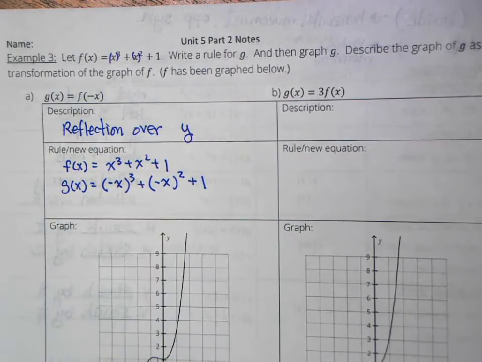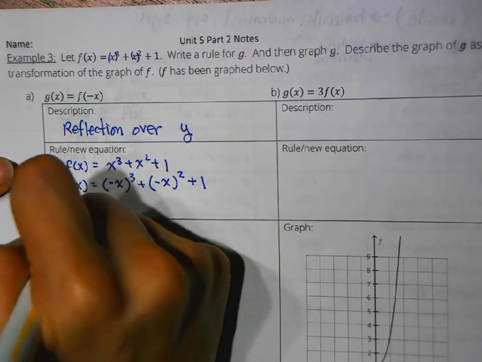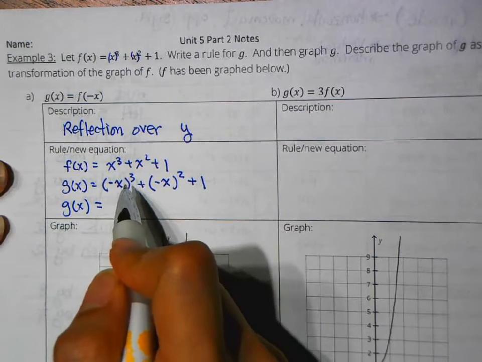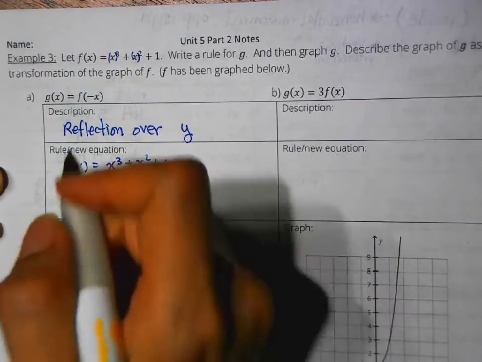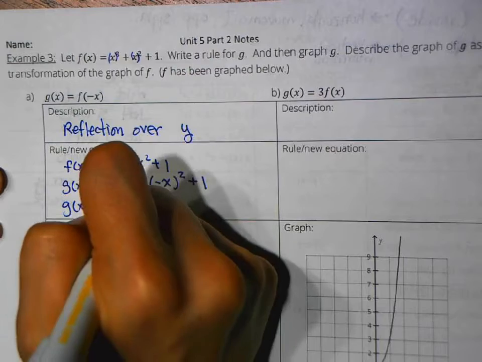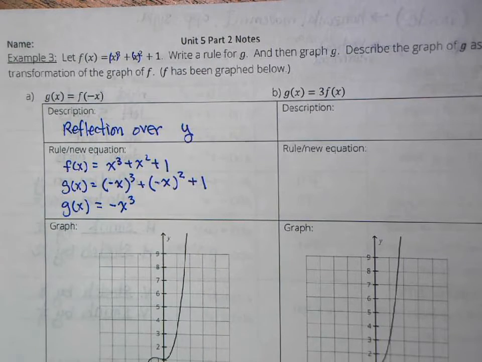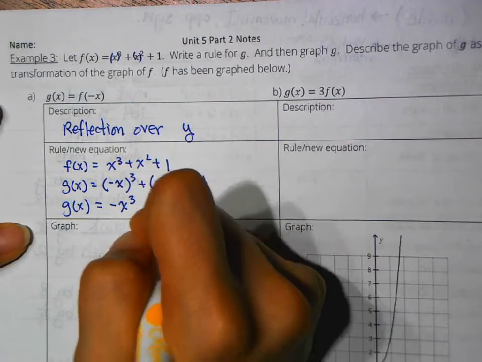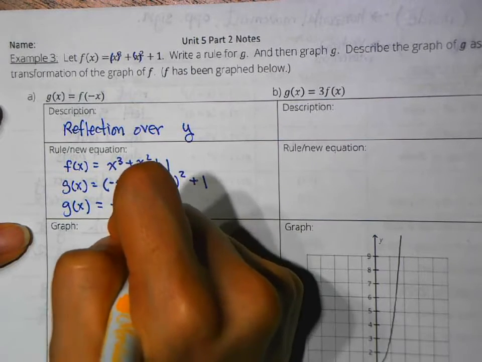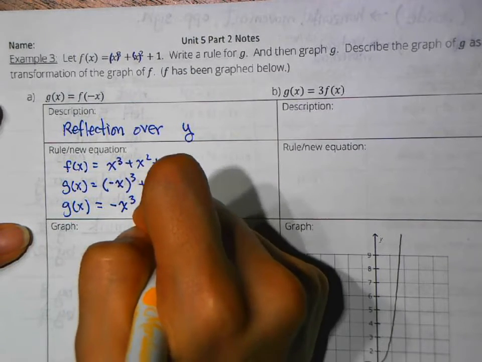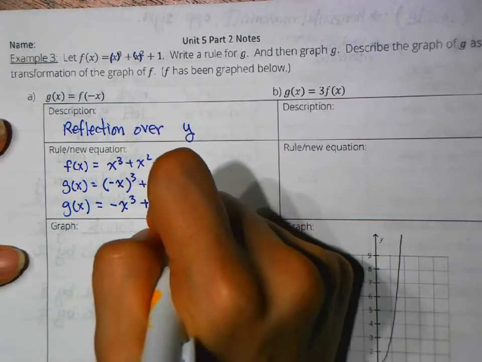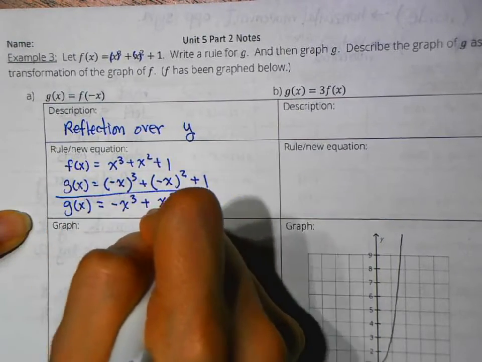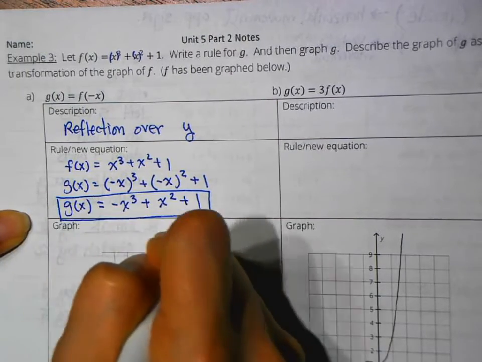Plus 1. And then let's simplify this. So g of x equals negative x times negative x times negative x. So that's still going to give me negative x cubed. Plus, I have a negative x squared. So negative x times negative x is going to give me a positive x squared, plus 1. And that's going to be my new equation right there after simplifying it.